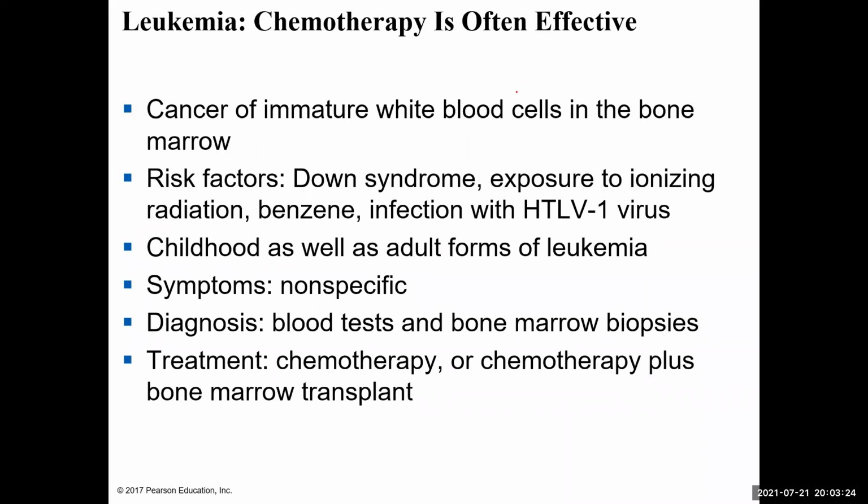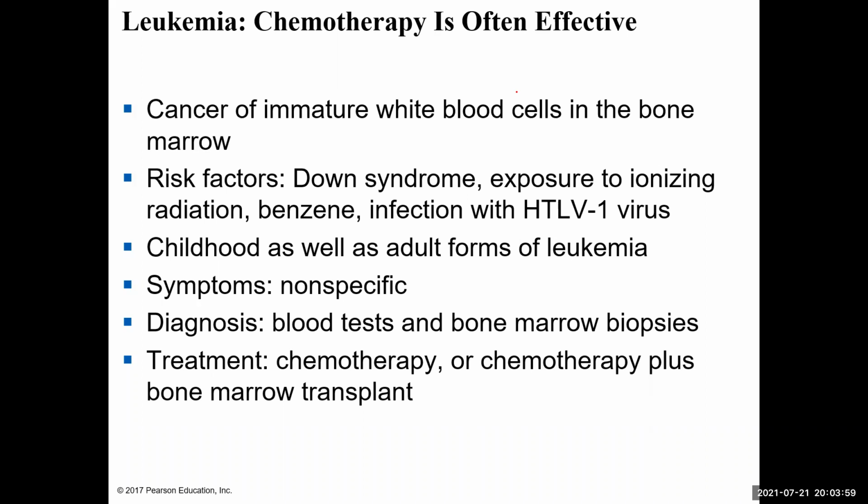Next is leukemia. Chemotherapy is often pretty effective for leukemia, and leukemia is basically cancer of the white blood cells, the immature white blood cells, and it occurs in the bone marrow. Having specific genetics can lead to increased risk, like Down syndrome, so it's trisomy 21, basically having 3 copies of the 21st chromosome, exposure to radiation, or infection with a specific virus.